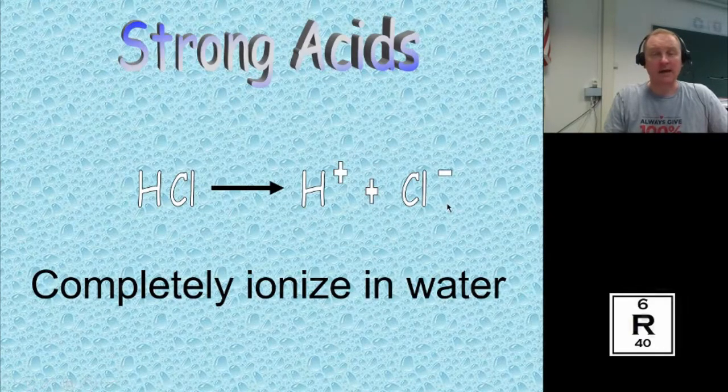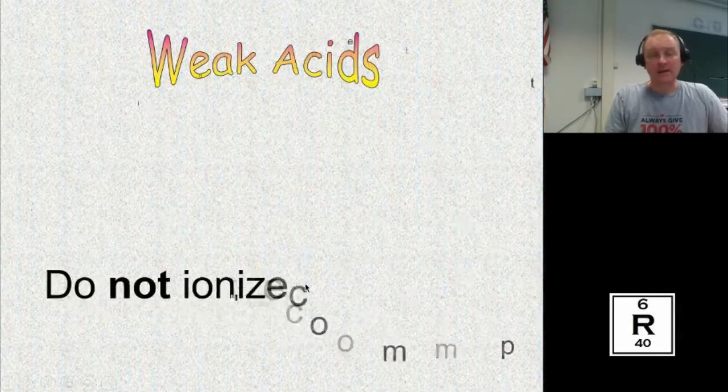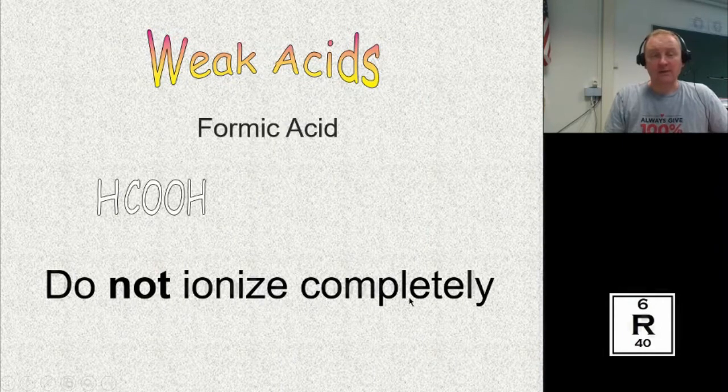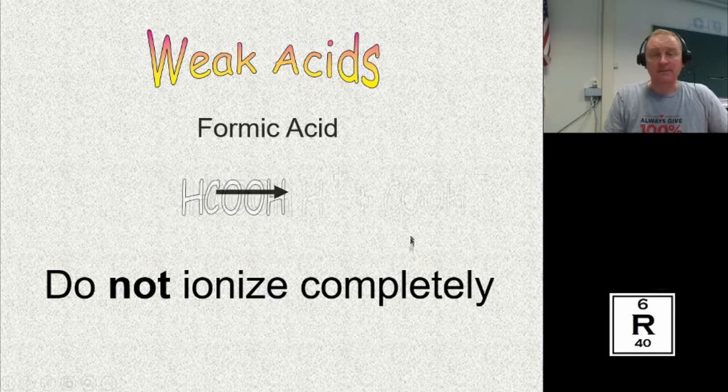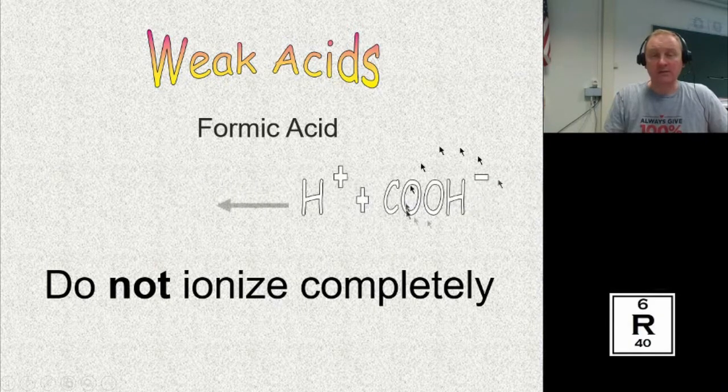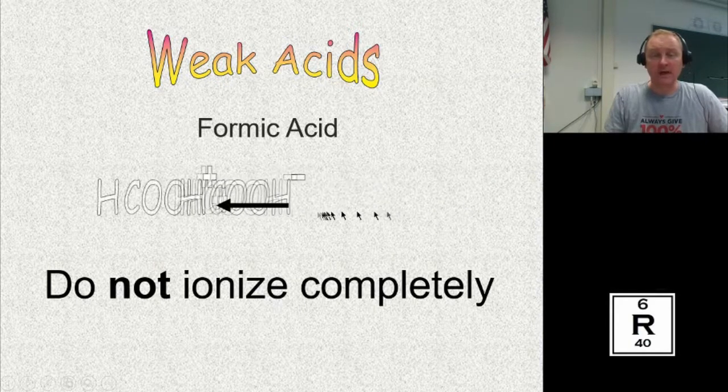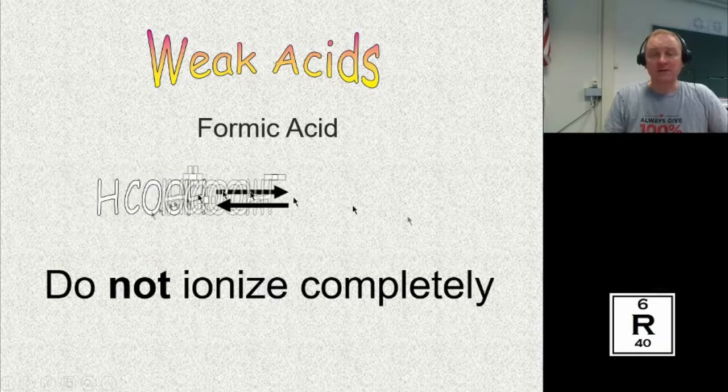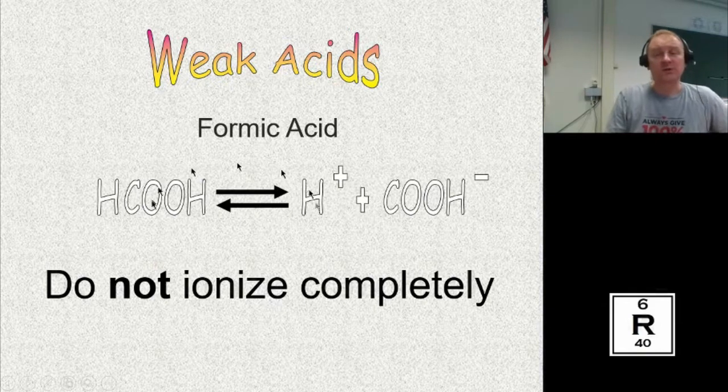It'll completely ionize. Whereas weak acids do not ionize completely. So here's an example of formic acid, which gives the formate ion. There's hydrogen here. Remember, we don't say hydro if we have a polyatomic, so this is just formic acid. When formic acid is in water, it will dissociate into the hydrogen ions and the formate ion, but these guys can react with each other back to make formic acid. And so you're going to have this constant back and forth going on until you reach your equilibrium.